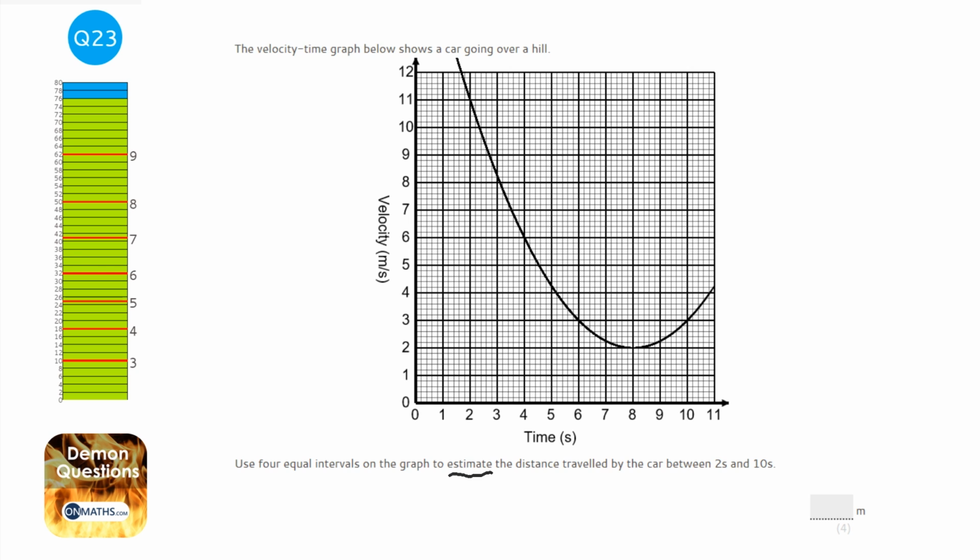It will always give you hints about what it wants you to do. So it gives us a hint saying that it wants it between 2 and 10, but it wants it in 4 equal intervals.